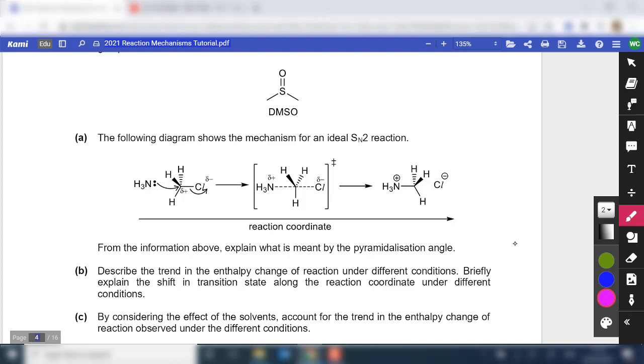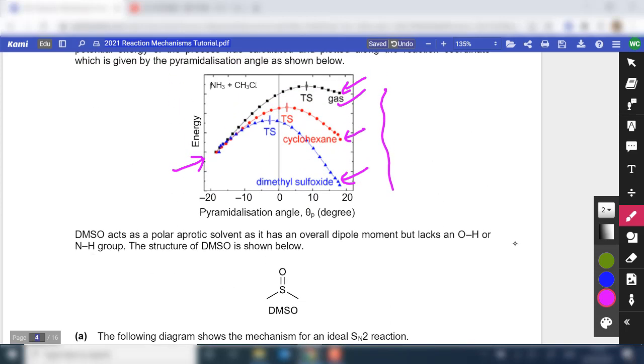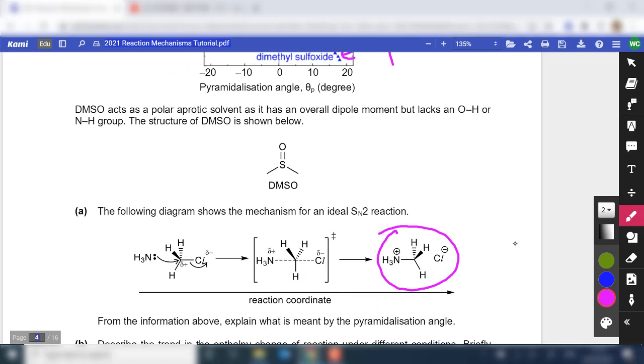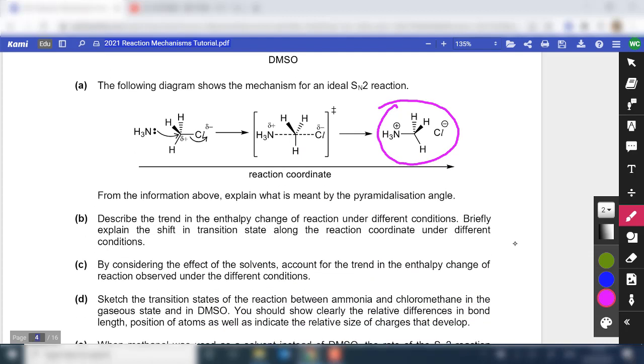What is more important is that you notice that your final product is actually charged. So there's a positive ionic center, a cation, and an anionic center. This might give you a little bit of a clue as to why under DMSO it is a lot more stabilized, or the reaction with DMSO releases heat, whereas in the gaseous phase, it doesn't release heat.